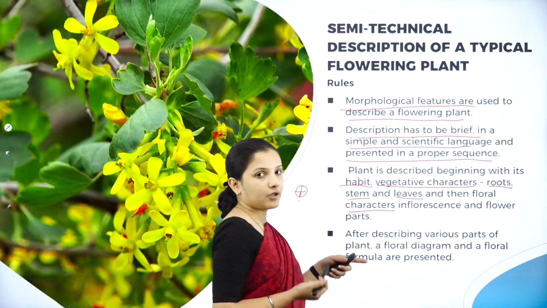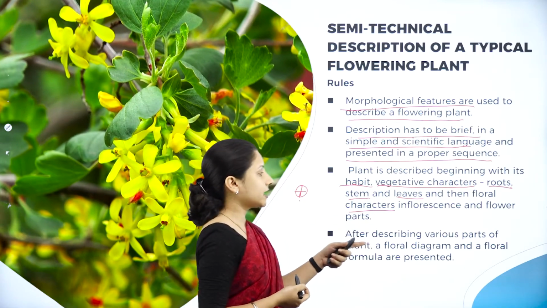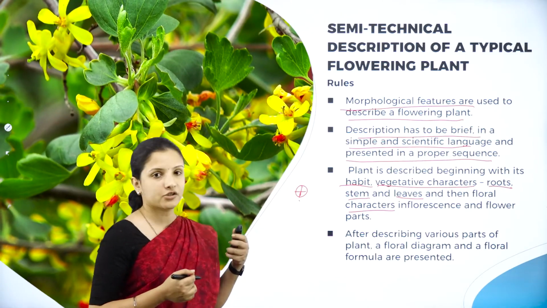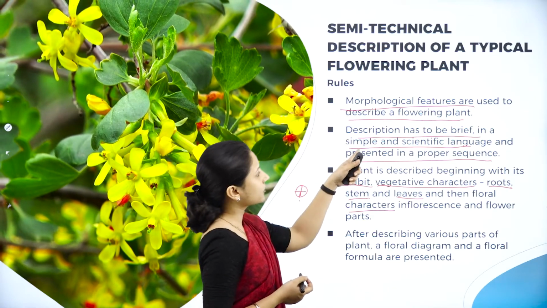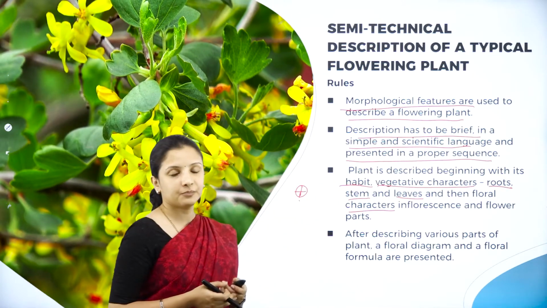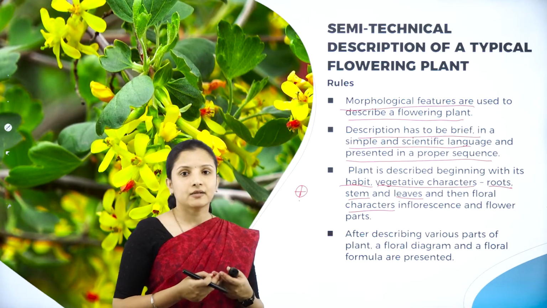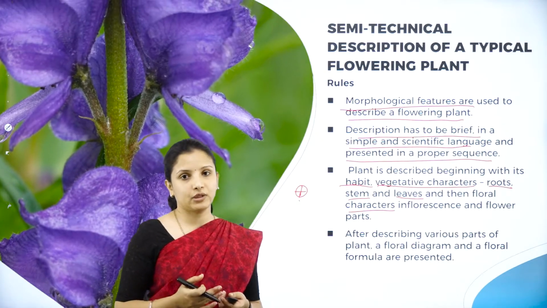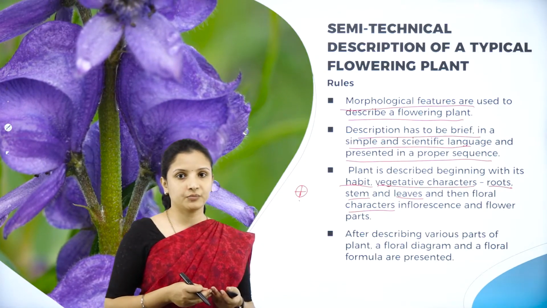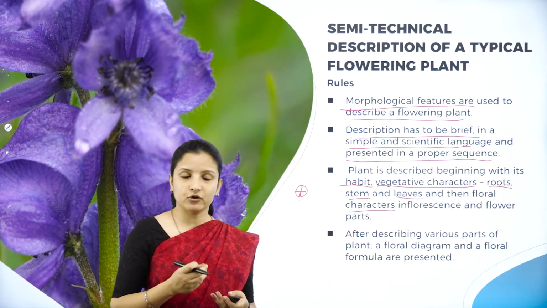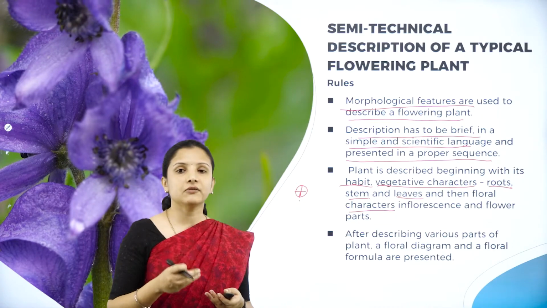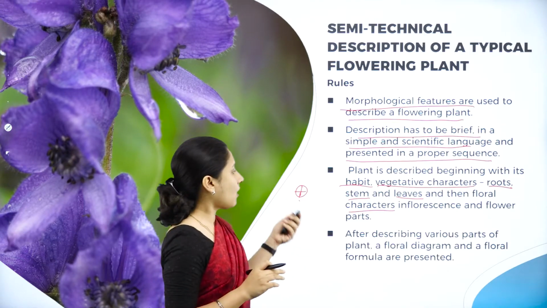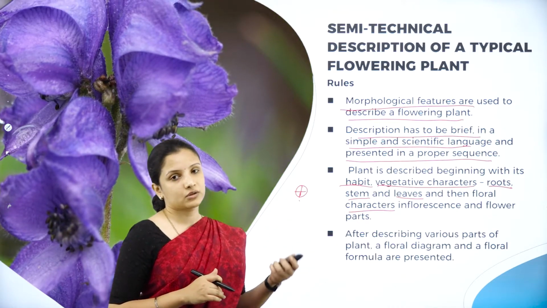Next, after describing the various parts of a plant, a floral diagram should be drawn, and also a floral formula should be presented. And one more thing, the description should be simple and scientific. If I write that the leaf is stipulate, it means the leaf has stipules. If it is exstipulate, it means the leaf does not have stipules. Petiolate means the leaf has a petiole. Epetiolate or expetiolate means the leaf doesn't have a petiole. Like this, simple descriptions will be given to the plant. All these descriptions also have their own respective symbols.